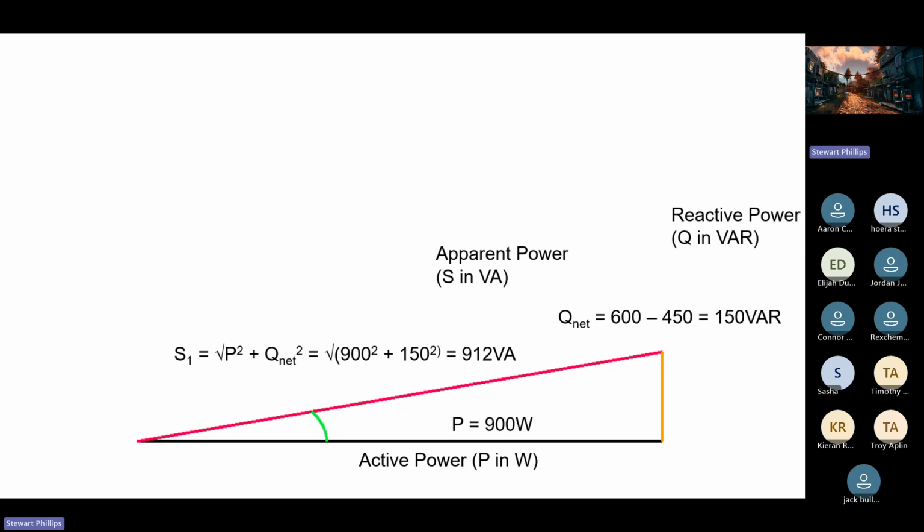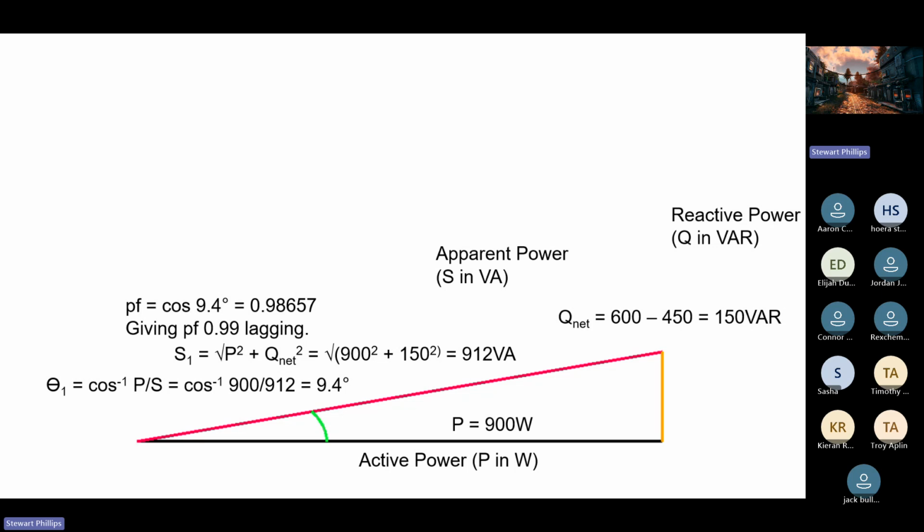Cool. So we can then figure out our phase angle, giving us 9.4 degrees, which gives us a power factor of 0.98657, or rounding out to 0.99 lagging. So a lot better and very close to resonance, but not quite there. By adding the capacitor, we've reduced reactive power from 600 VAR to 150 VAR. The apparent power fell from 1080 to 912, a 16% reduction in total current draw for the same useful power output.